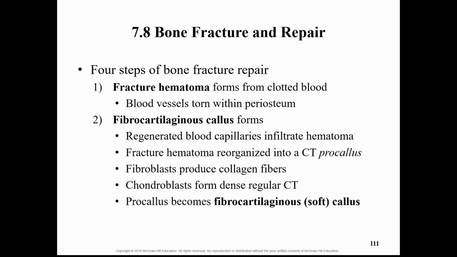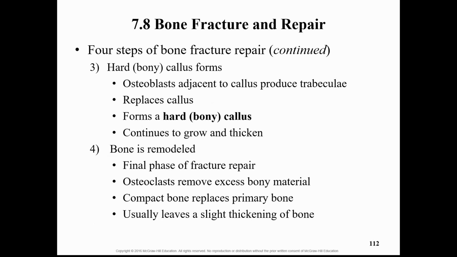The first thing that happens is you're going to get a fracture hematoma. Because of all the blood vessels running through the bone, as soon as you break it, you're going to damage those blood vessels. You're going to have quite a lot of bleeding going on. And that blood is going to be collected within the periosteum. So that's our fracture hematoma. And then a fibrocartilaginous callus will form. This will be replaced by a hard or bony callus that will continue to grow and thicken. And then finally, we're going to have to do some bone remodeling to bring it back up to normal strength.